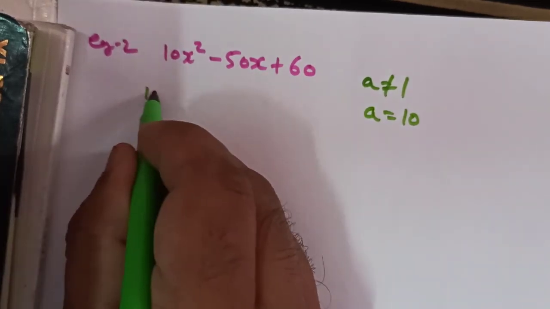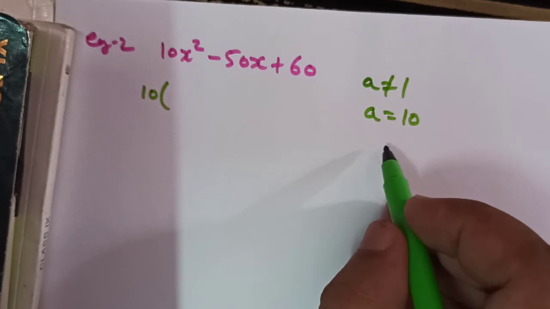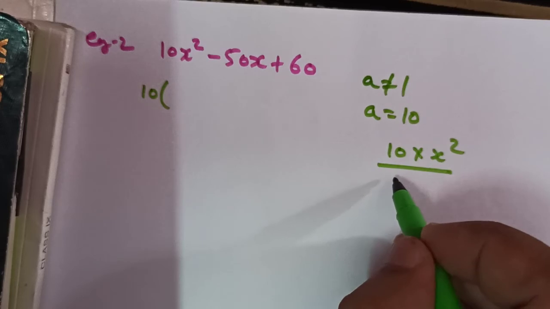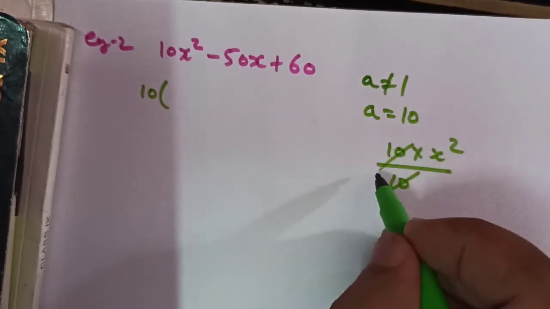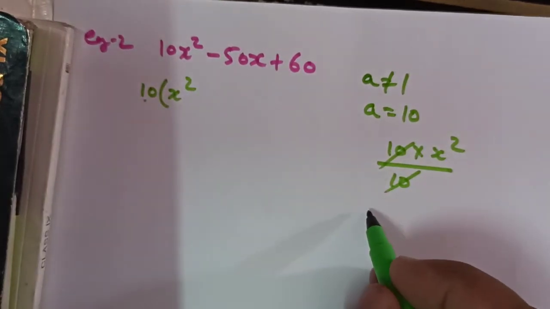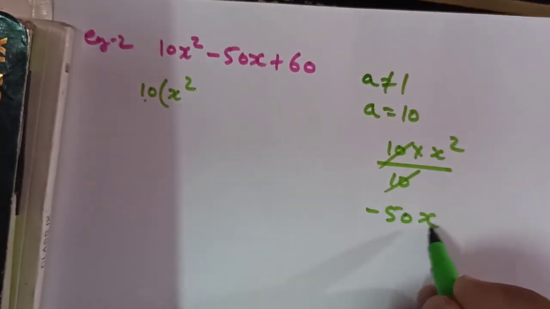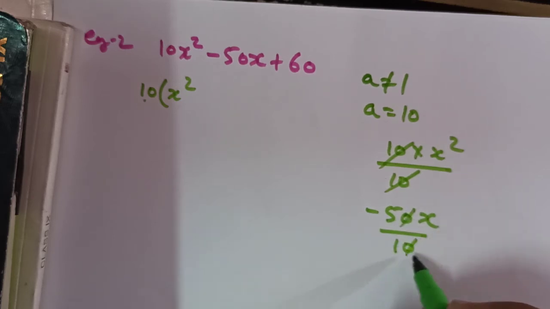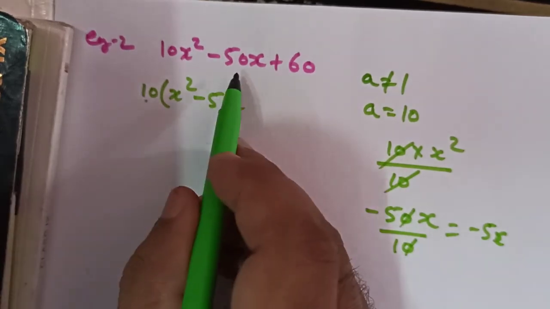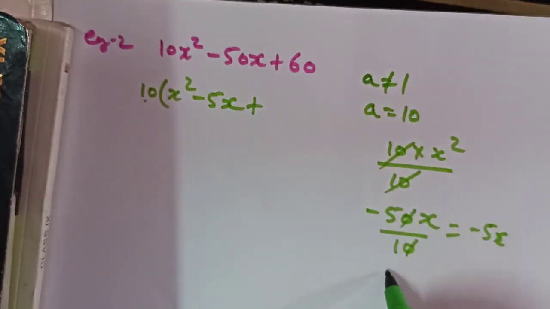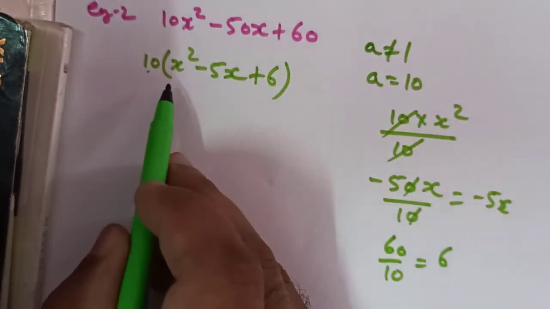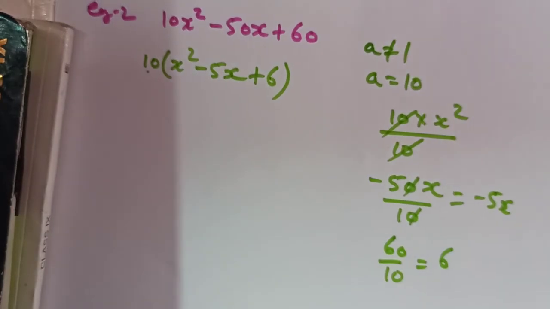So if 10 is taken common, we will be getting 10x square divided by 10, and what is left is x square in the bracket. That is, 10 multiplied by x square will be 10x square. Similarly, minus 50x divided by 10 gives minus 5x, which will be left here. Minus 5x times 10 will be minus 50x. Plus 60 divided by 10 will be plus 6, so 6 will be left here. That is, plus 6 times 10 will be plus 60.